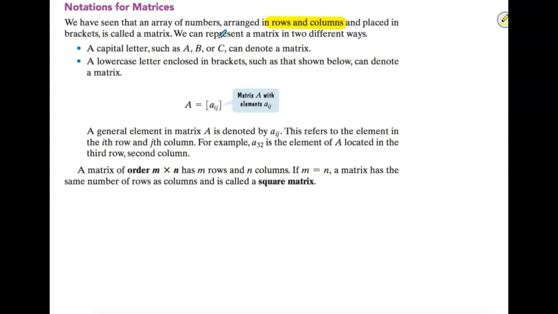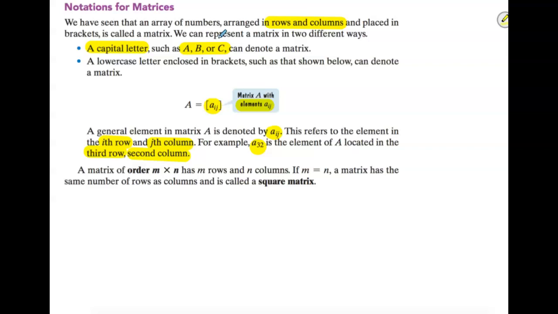So some of the ways that a matrix is denoted is with a capital letter, and most often it's the letters A, B, and C. A lowercase letter enclosed in the bracket would be the elements inside the matrix. A general element in a matrix is denoted by A sub ij. This refers to the element's row and its column. So for example, element A sub 32 is in the third row and the second column.